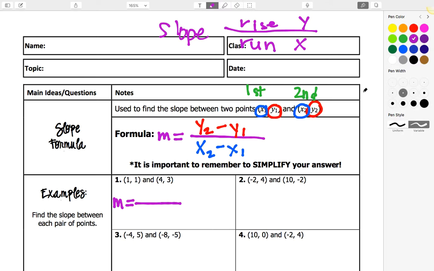Our slope is going to take our y2, which in this case happens to be 3, it's our second y, and we're going to subtract our first y from it, which in this case happens to be 1. In our denominator, we're going to say x2, which in this case happens to be 4, and we're going to subtract our first x from it, which is 1. So in our calculator, we're going to type a vertical fraction and say 3 minus 1 is our numerator, and 4 minus 1 is our denominator. So let's go to our calculators.